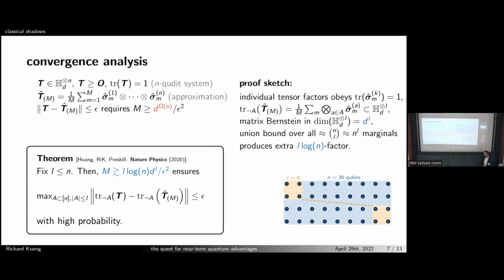But then why should it depend on the logarithm of the number? Because I told you that you can get all of the marginals. Okay. And this follows from an extra union bound over all possible marginals. So, but that's the proof.